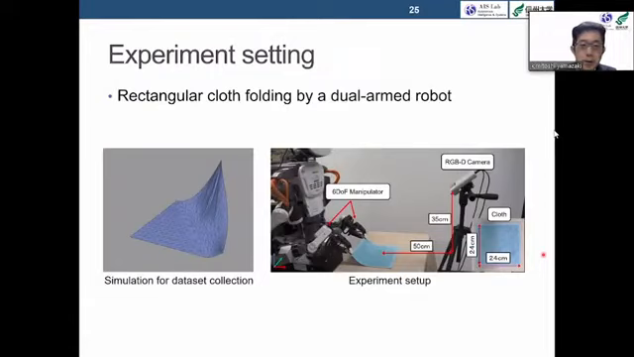To verify the feasibility of the proposed method, we set up a task to fold a square piece of fabric. Since it is difficult to collect training data only in the real world, we use a physics simulator to collect various folding data. And Kawada Robotics Hero, a dual-armed robot, was used as the actual robot. And the RGBD sensor was placed in a position directly opposite to the robot. The picture on the right shows the experiment in progress.